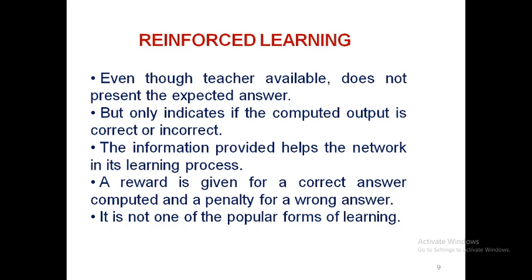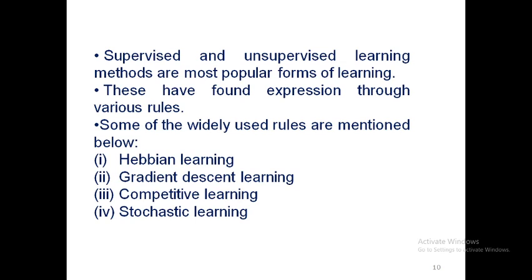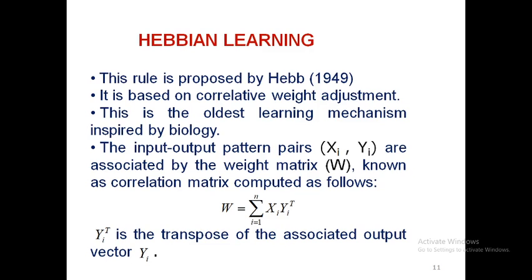Next, these are not the popular forms of learning methods. Supervised and unsupervised learning methods are more popular than reinforced learning. These are the most popular forms of learning, and they have found expression through various rules to get the desired performance. Some of the widely used rules are mentioned below: Hebbian learning, gradient descent learning, competitive learning, and stochastic learning. We'll see them one by one.